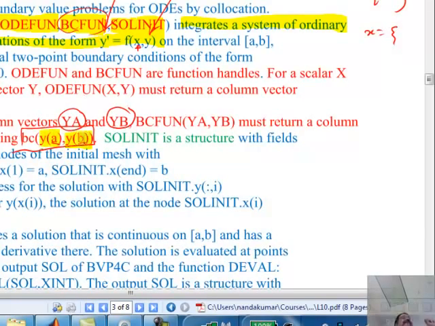So if you see the instructions, that's a reason why they have put the structure of this function. It must be able to pass x and pass y, and it must be able to get back the function value. Okay, the BVP4C must be able to do that. Okay, so I've written the first part.